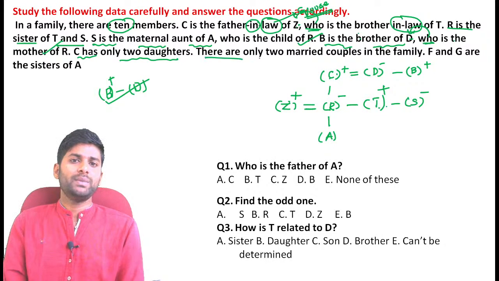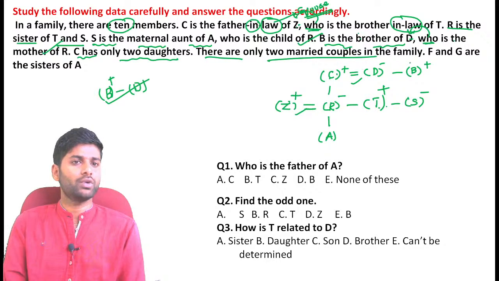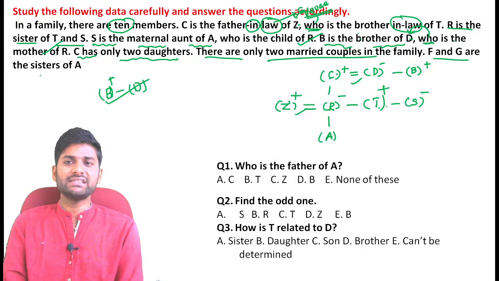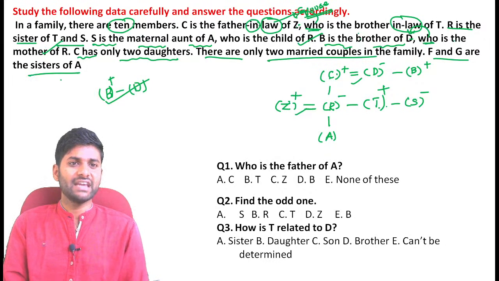Next one. There are only two married couples. Here one married couple, here one married couple. Okay, confirm. F and G are sisters of A, guys. F and G are sisters of A.